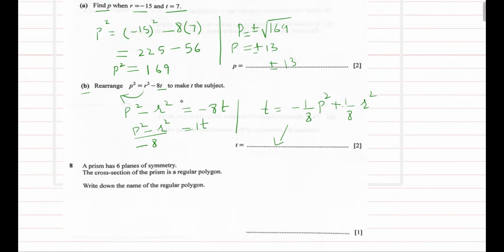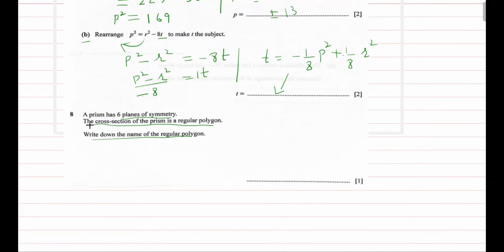Next question, question number 8. A prism has 6 planes of symmetry. The cross section of the prism is a regular polygon. Write the name of the regular polygon. You should remember the regular polygon having 6 lines of symmetry. This polygon would be the hexagon, regular hexagon. And this regular hexagon would be the cross section of this prism. Therefore, we write hexagon is the answer.